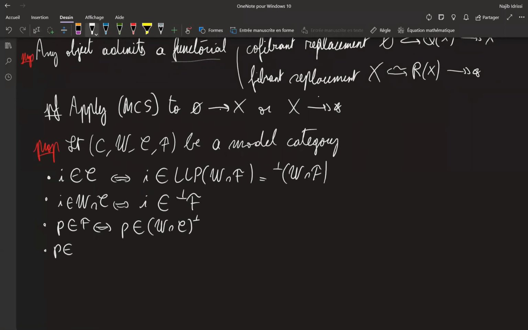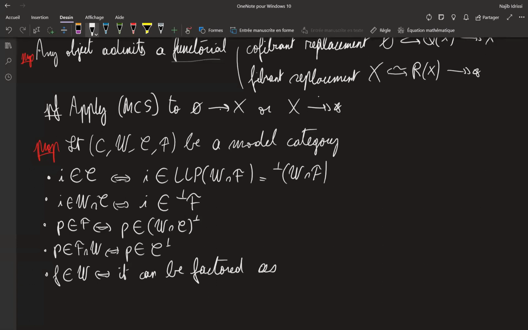p is an acyclic fibration, so this is very repetitive, I know, if and only if it has the right lifting property with respect to cofibrations. And finally, f is in W if and only if it can be factored as p circle i, where p is an acyclic fibration and i is an acyclic cofibration.